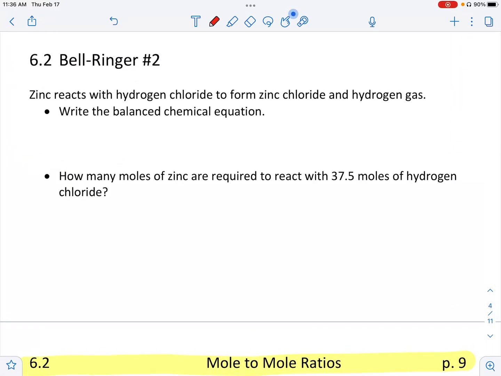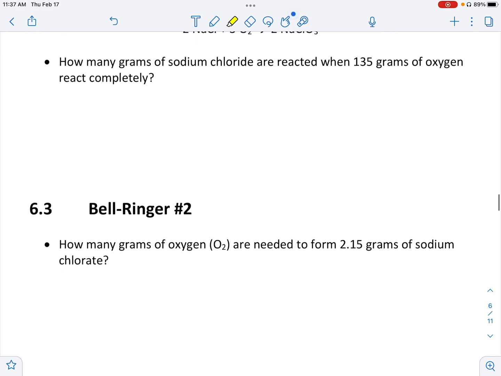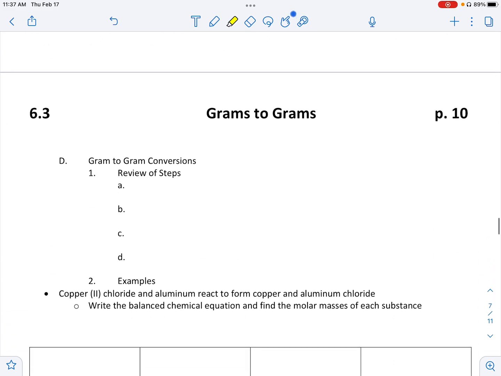Hey students, welcome back. This is going to be your 6-3 video, but this is the bell ringer posted right here that we are going to do before we take notes. So hit pause, go ahead and answer that, and meet me down at the 6-3 notes, which is grams to grams. 6-3, gram to gram, this is page 10.